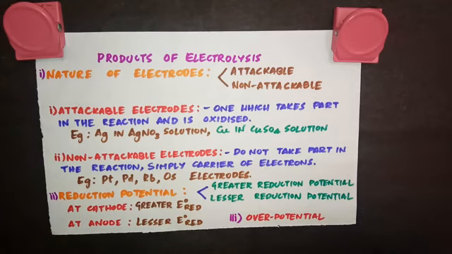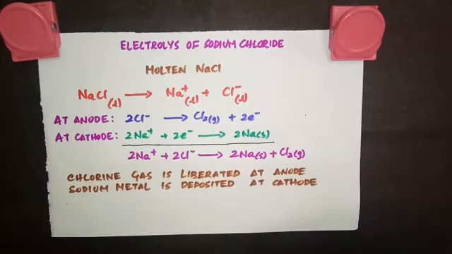Now I will show you a few examples, then you will understand how these factors affect the products of electrolysis. First, let's take the electrolysis of sodium chloride. In case of sodium chloride, we can take sodium chloride in two different forms. One is molten sodium chloride, the other one is aqueous sodium chloride. First, you should know the difference. When you say molten sodium chloride, you're just taking sodium chloride and melting it. When you say aqueous sodium chloride, you're taking sodium chloride and dissolving it in water.